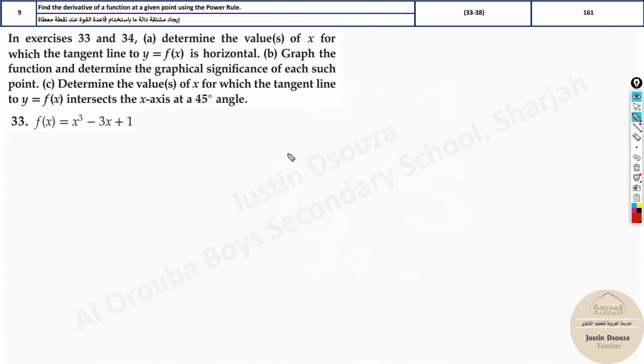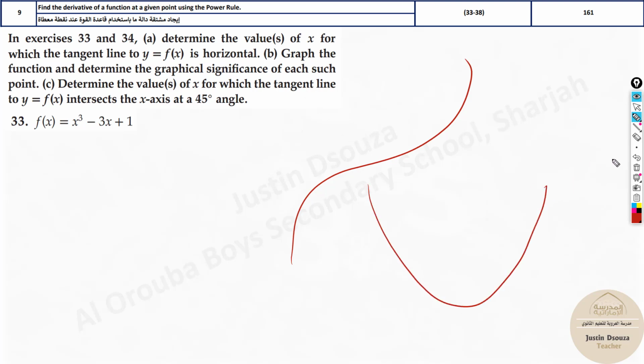Say for example, you have this equation, it's a cubic equation, something like this. When you derive it, you get a quadratic equation. But what is differentiation exactly? If I derive this, it's going to be 3x squared minus 3. This is the slope of the tangent line for this equation.